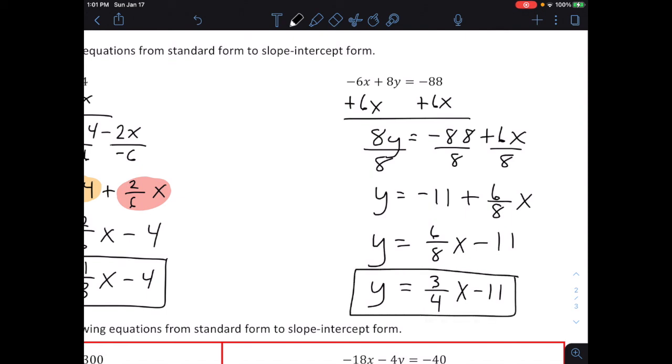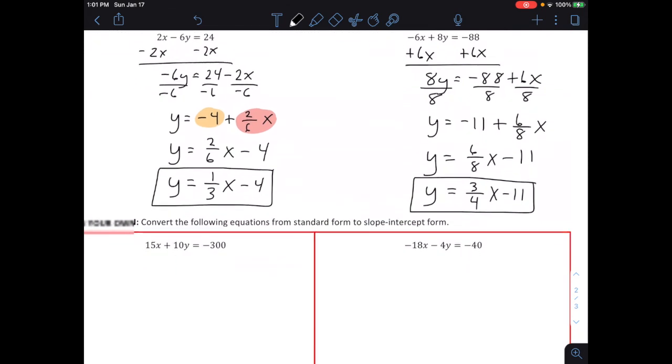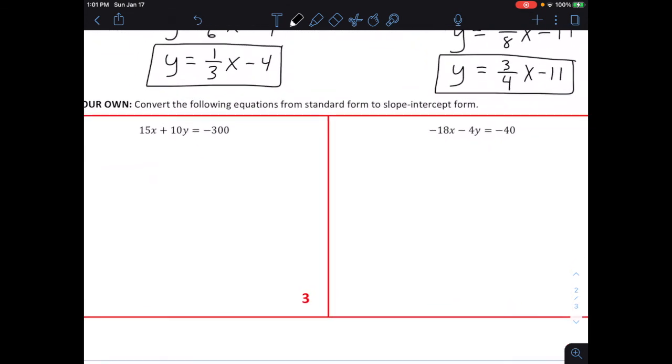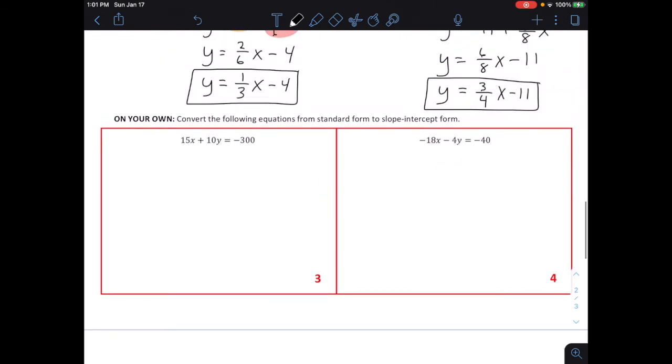All right, I'm guessing that you're going to have some simplifying to do. And it looks like you will. All right, so you have 2 more to do here. When you're done with those 2, make sure you enter your answers in Schoology.